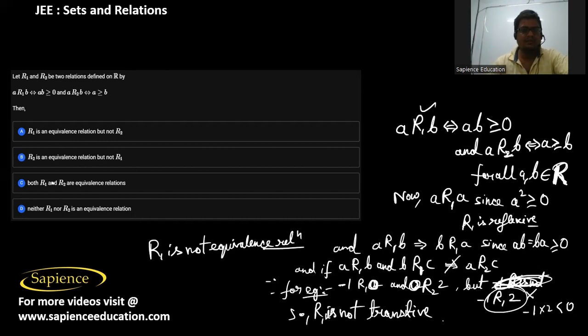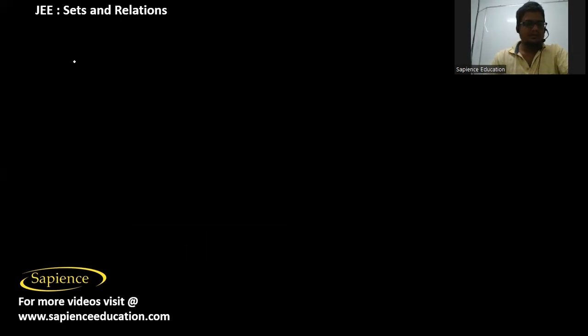So here it means that A and C are not correct. So out of B and D we have to check. It means that we have to check R2 also.